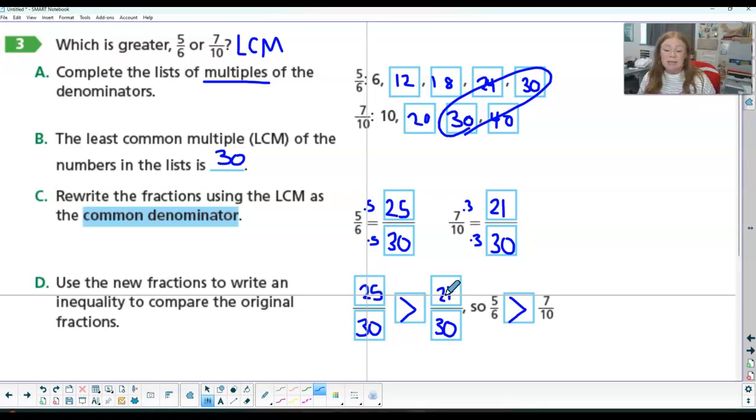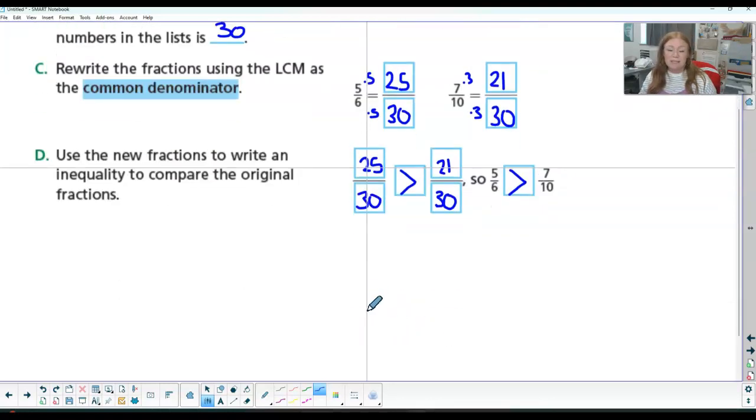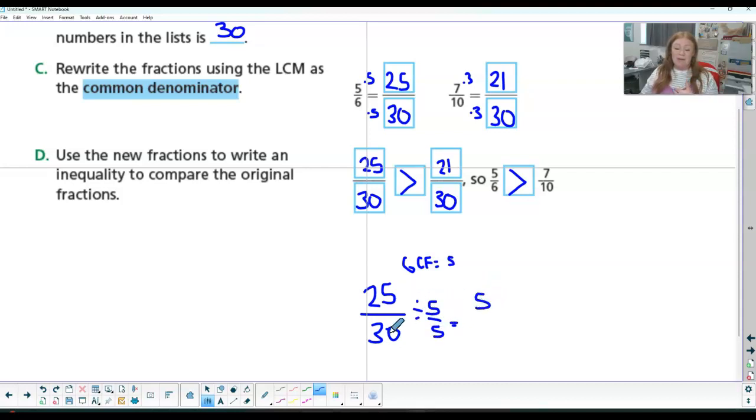Now, if I wanted to simplify, let's say I have 25/30 and I want to simplify that. This is when I would use the GCF. To find the common denominator, we use the LCM. But if I want to simplify, I want to divide 25 and 30 by the biggest thing I can. 5 is the biggest number that goes into 25 and 30. So if I divide them both by 5, 25 divided by 5 is 5, and 30 divided by 5 is 6.